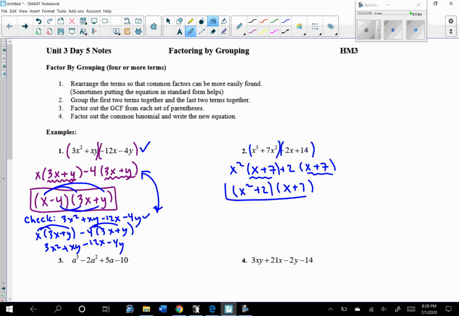And then, of course, you'd always want to see if you can factor further. Remember, we have the difference of two squares. However, this is not a difference, it's a sum, so that does not factor any further.